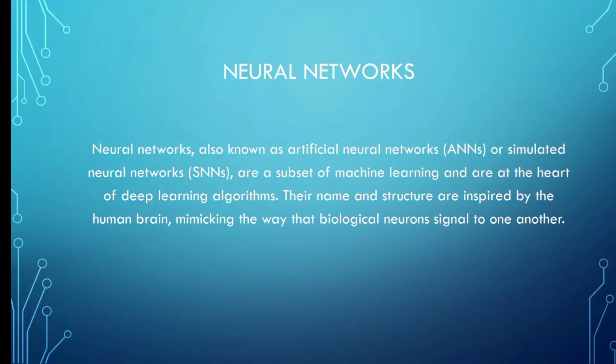So, now, what is a neural network? It is a method in artificial intelligence that teaches computers to process data in a way that is inspired by the human brain. It is a type of machine learning process called deep learning that uses interconnected nodes or neurons in a layered structure that resembles the human brain.